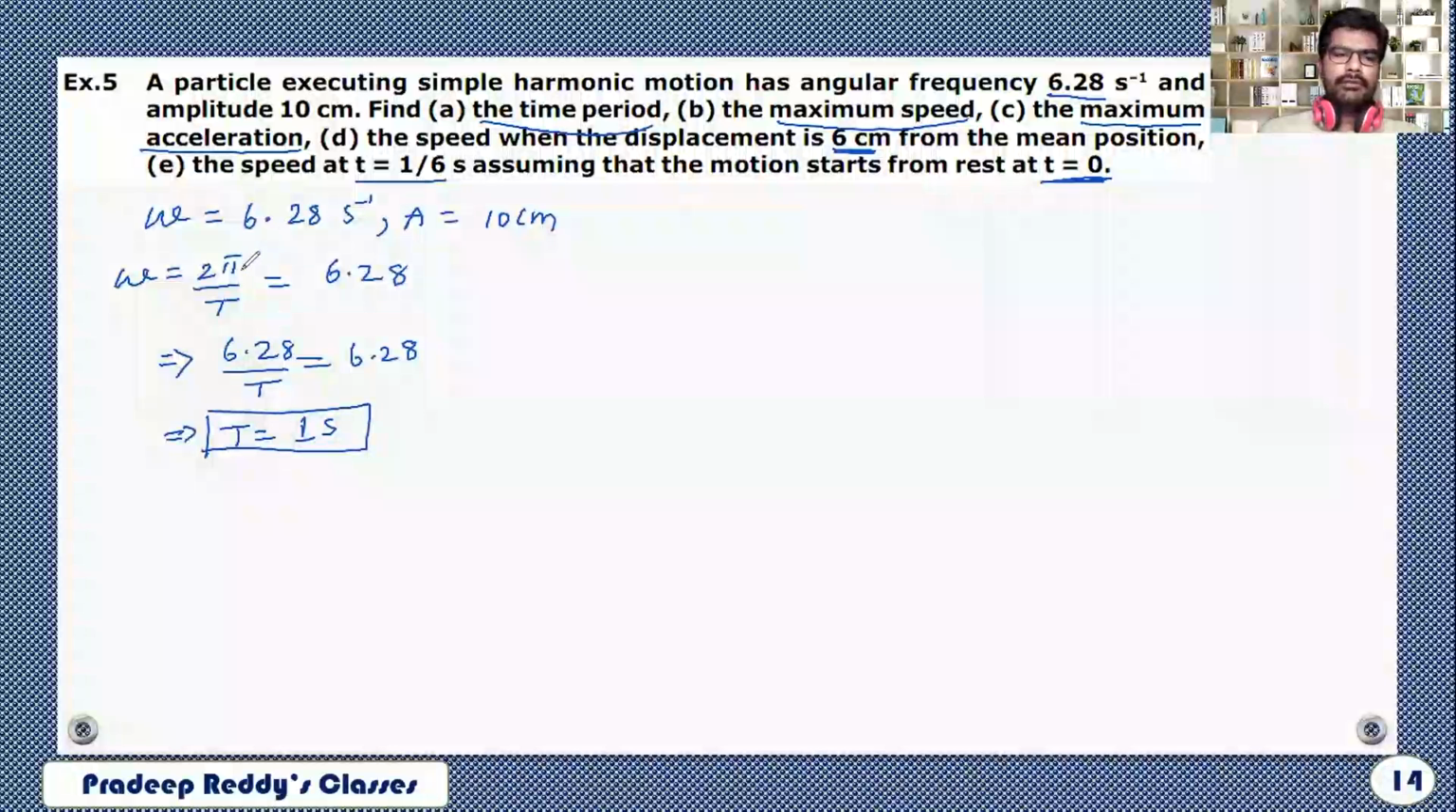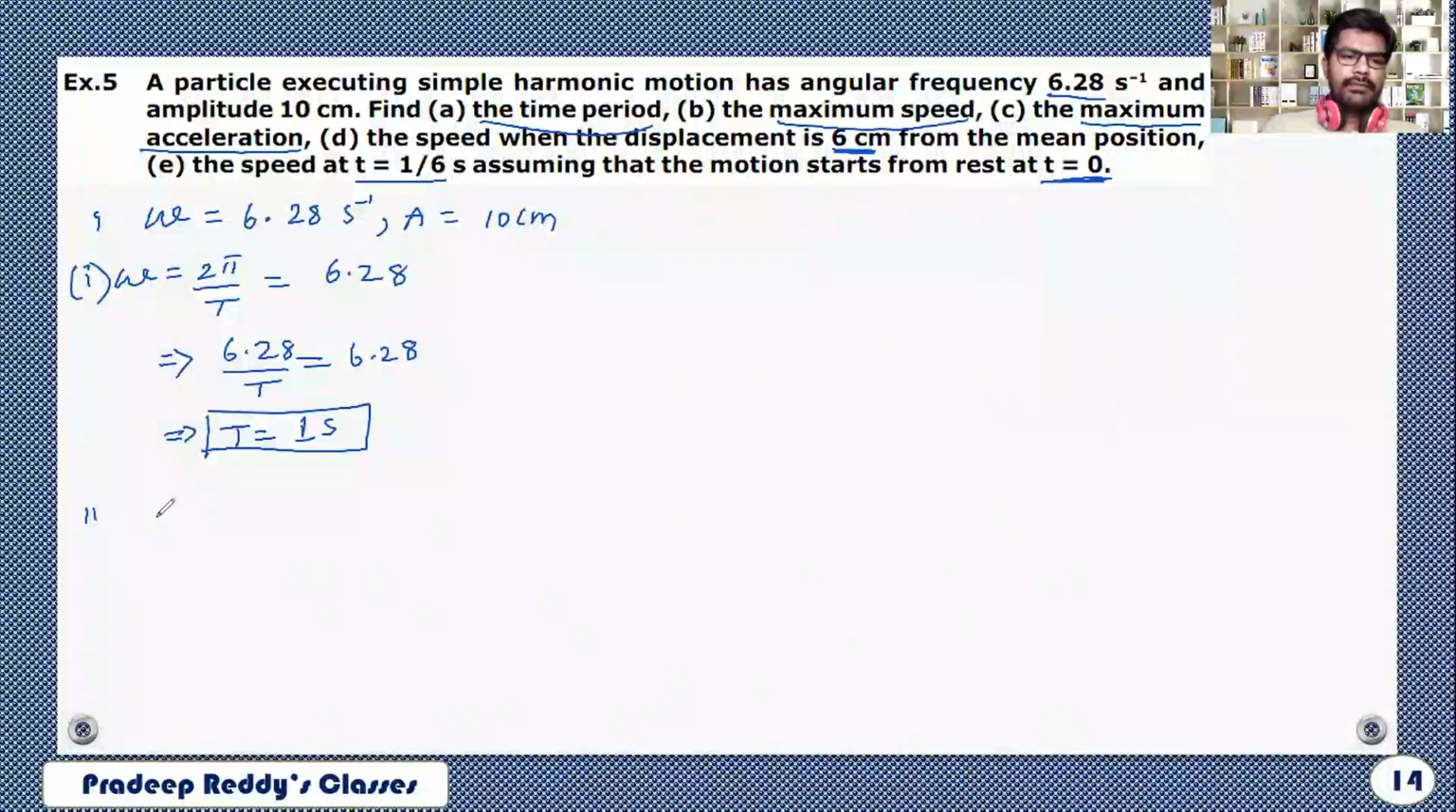Pi is 3.14. 3.14 multiplied with 2 is 6.28. 6.28, 6.28 gets cancelled. So time period for the oscillation is 1 second. So first we have got the time period for the oscillation. It is 1 second.